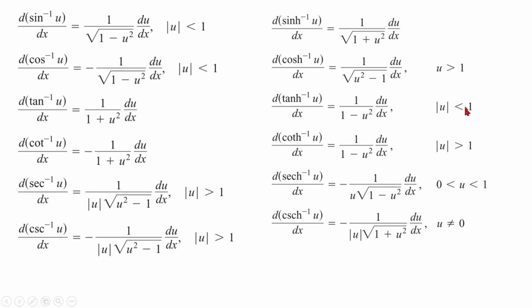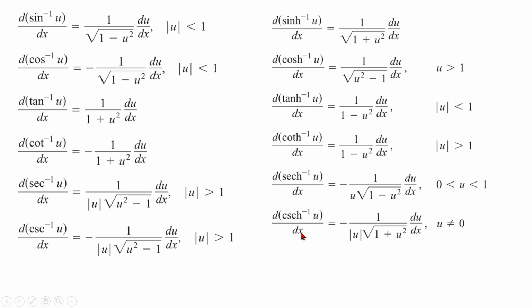Mod x less than 1 means what does that mean? It is between minus 1 and 1. This one is greater than 1 or less than minus 1. Don't get confused. Though the formulas are the same, the results are different. Sech inverse, you remember, the domain is between 0 and 1. Cosech inverse, everything except 0. These are the derivatives of inverse hyperbolic functions.